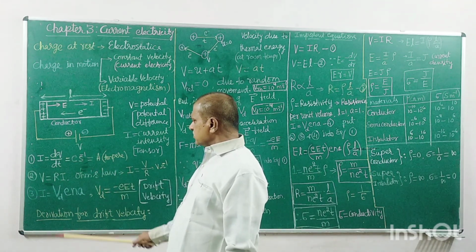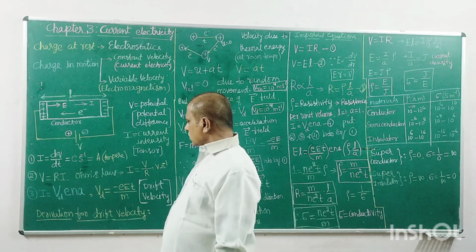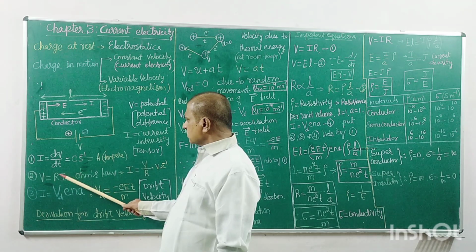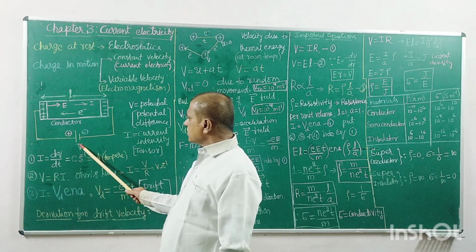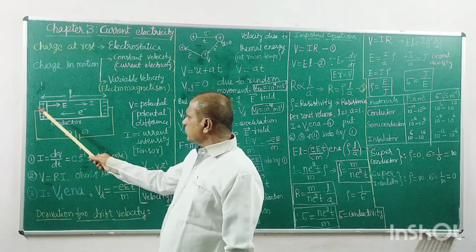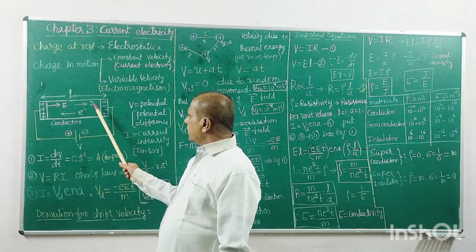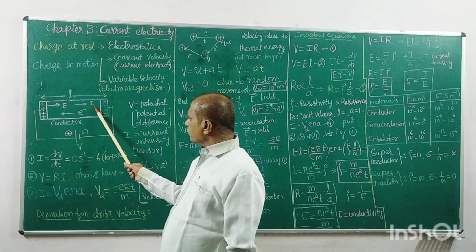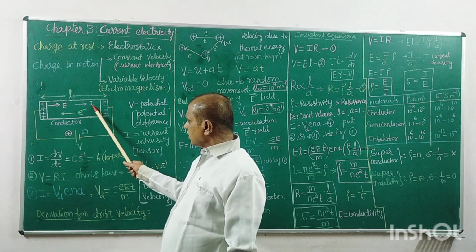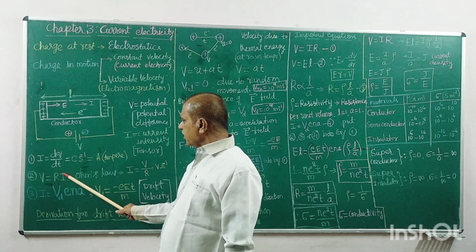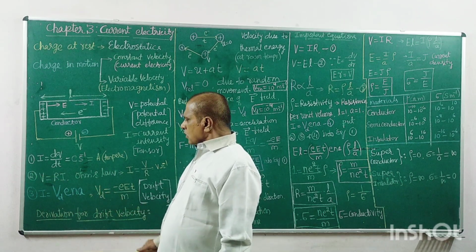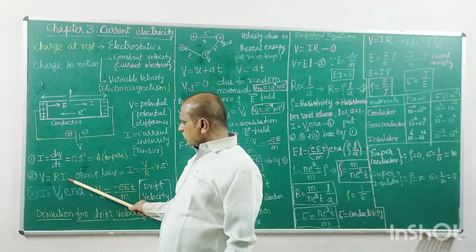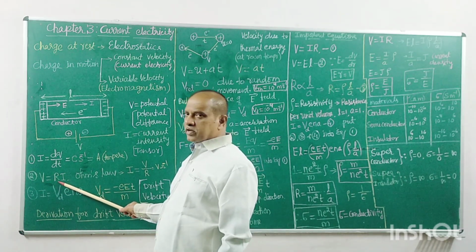And another definition is from Ohm's law. Ohm's law is V equals Ri. V stands for the potential difference applied between these 2 points, and the electric current strength, that is current intensity, produced in the material is I. These two are directly proportional. So electric potential is directly proportional to the electric current. This R is called the proportionality constant.